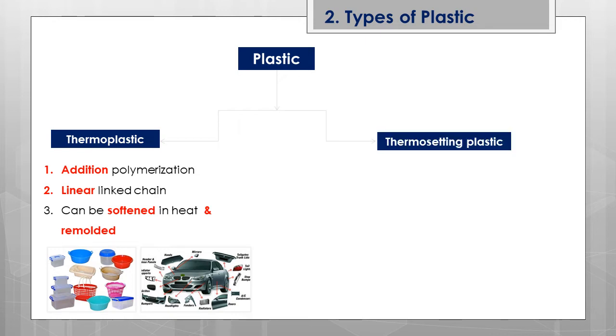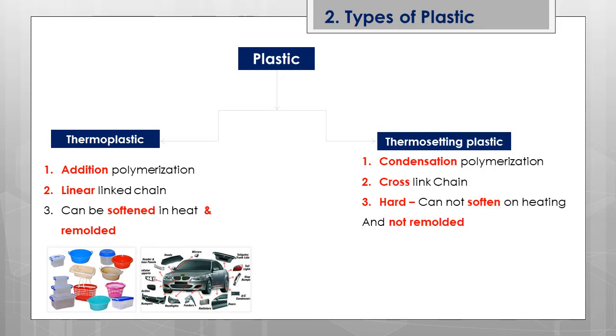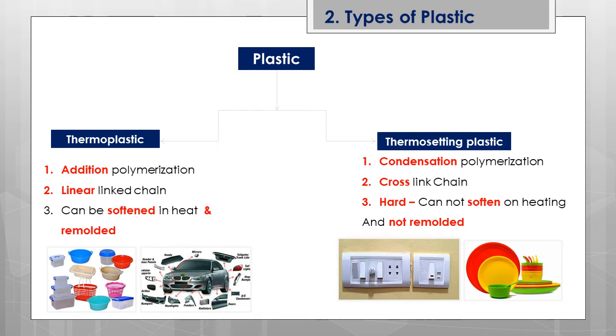Coming to thermosetting plastic, that is the second category of plastics. It is manufactured through condensation polymerization, and a cross-linked chain is formed in thermosetting plastics. This makes this plastic a hard one. It cannot be softened on heating and cannot be remolded. Examples are switches, plates and cups which we use in day-to-day life.